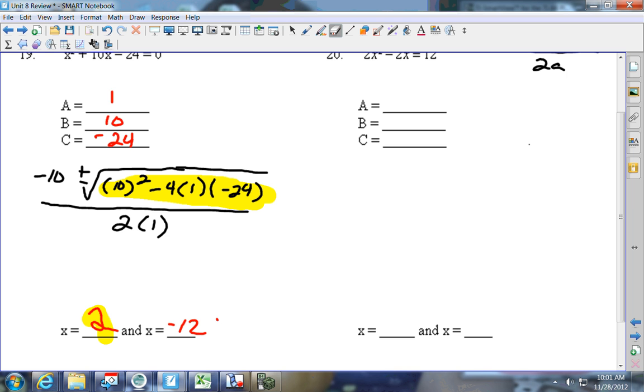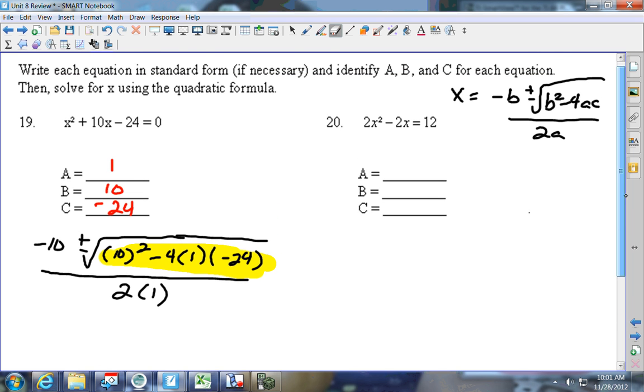Now, the next one over here, tell me what I'm doing wrong when I label these. Okay, again, my friends are yelling at me some more. I need to subtract 12 from each side because it's got to be in standard form. So I get 2x squared minus 2x minus 12 equals 0. A is 2, B is negative 2, C is negative 12.